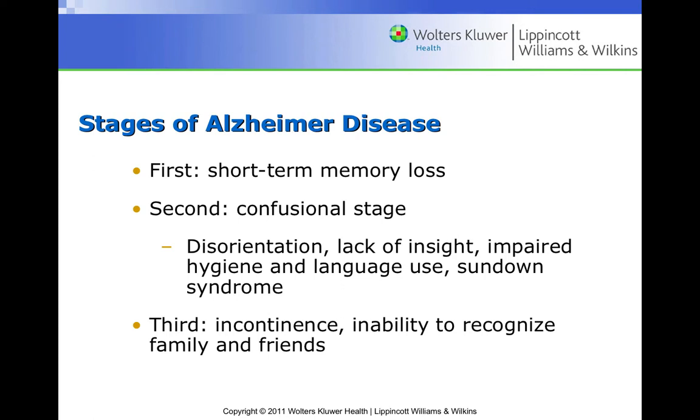In the second stage of Alzheimer's, this is what we call the confusional stage. There's a significant amount of disorientation, sundowning syndrome at night, impaired hygiene and language use, not able to find the right word, and higher level cognitive function for decision making and insight is deteriorating.